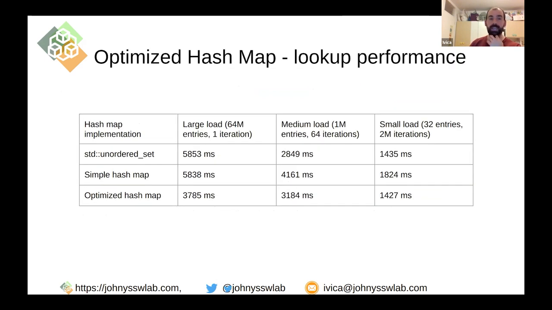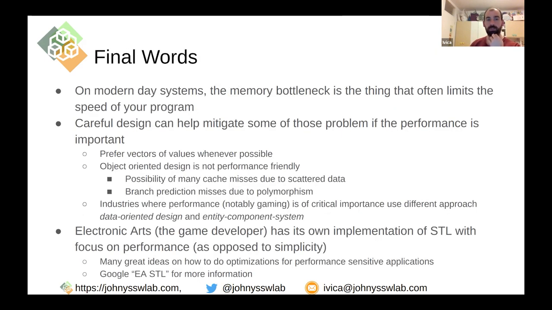So this is the end of the talk. I'm just going to give a conclusion. The memory bottleneck is the one thing that's limiting performance of your program, not the computation. This is specifically in C++, business applications, stuff like that. It's really memory accesses, not computation. This is not high performance computing. Careful design can help mitigate some of these problems if the performance is important.